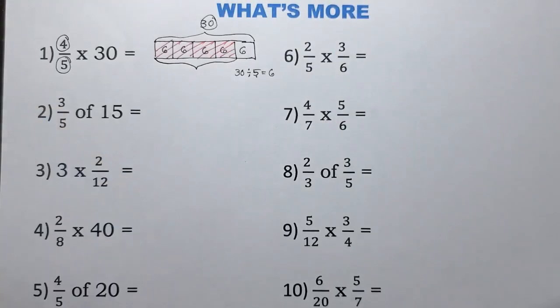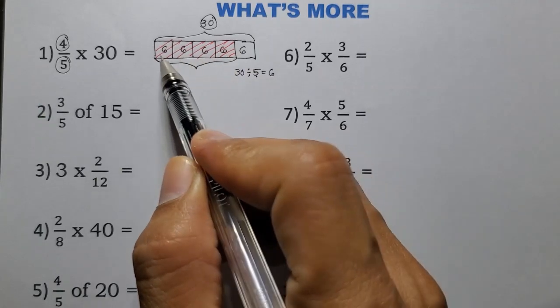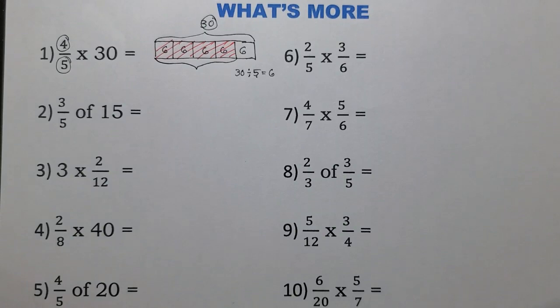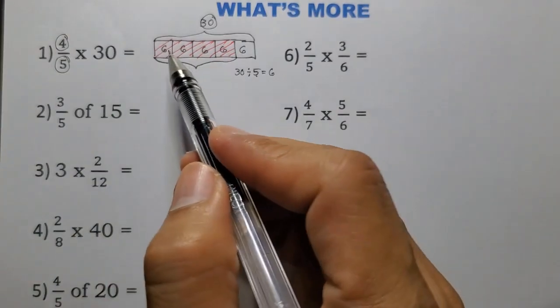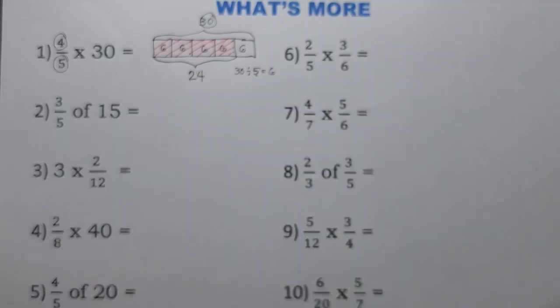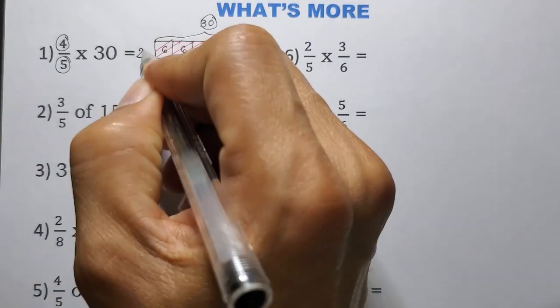And if you notice, we do have here 4 sixes. 1, 2, 3, 4. Apat na 6. Kasi 4/5 yung kinuha natin. So, ibig sabihin nun, 6 times 4 is equal to 24. Therefore, if you are asked to get 4/5 of 30, then your answer is 24.